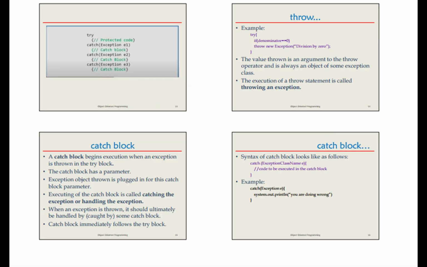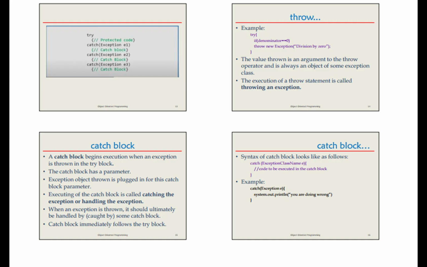Throw. Example: try, if denominator equals 0, throw new Exception, division by 0. The value thrown is an argument to the throw operator and is always an object of some exception class. The execution of a throw statement is called throwing an exception.